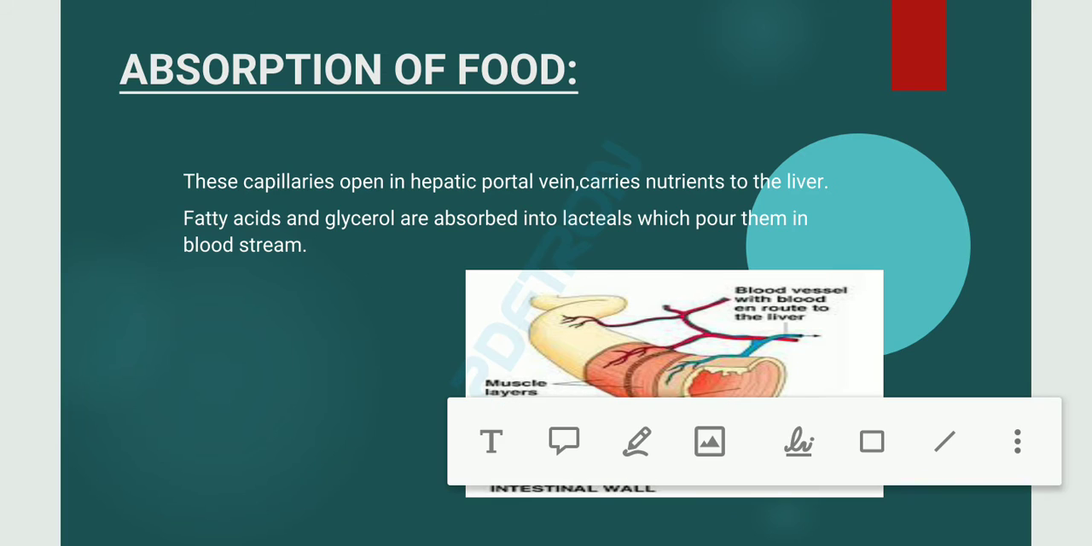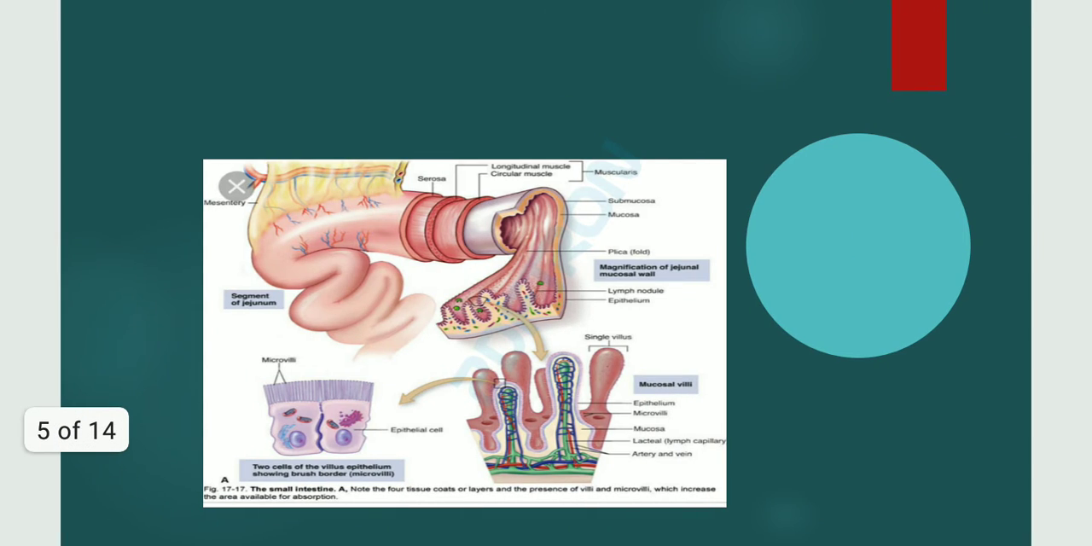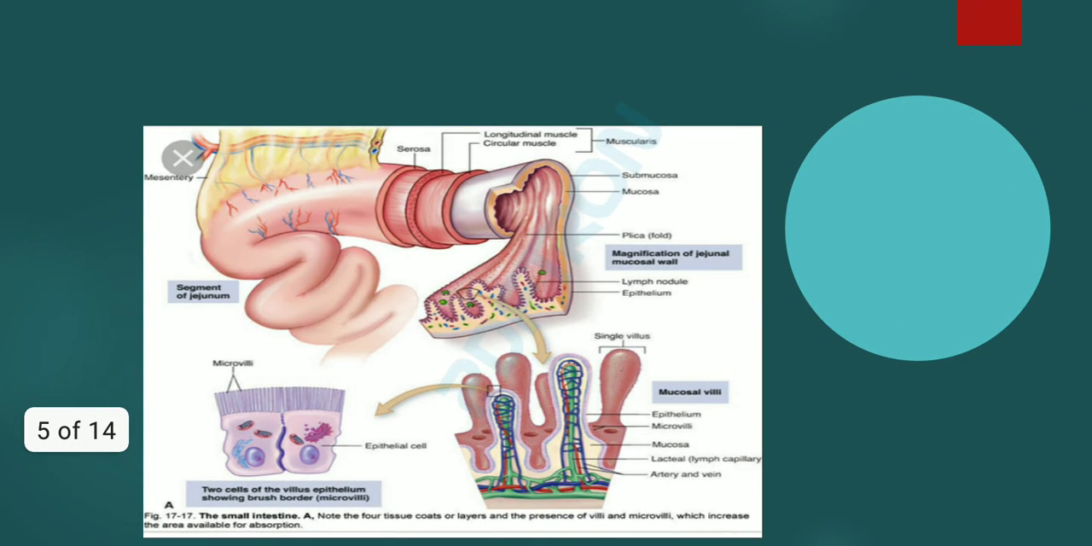Fatty acids and glycerol are absorbed into the lacteal, which pours them into the bloodstream. This is a diagram which shows the villi, microvilli as well as the lining of the small intestine.